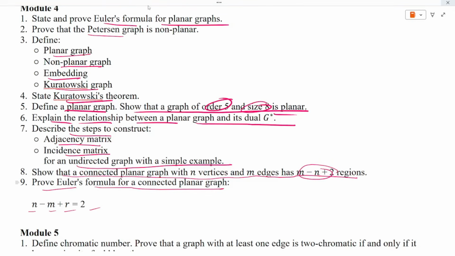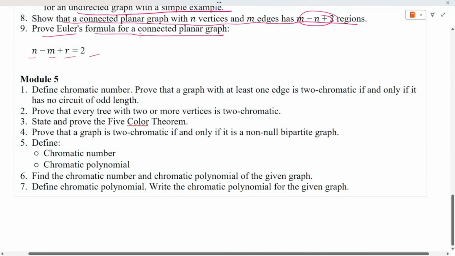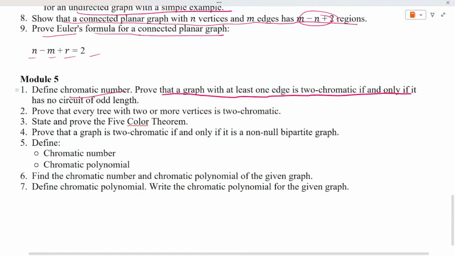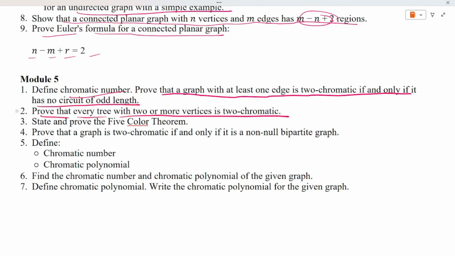Okay. Next is about module 5, the last module. Define chromatic number. Prove that a graph with at least one edge is 2-chromatic if and only if it has no circuit of odd length. Prove that every tree with 2 or more vertices is 2-chromatic. State and prove the 5 color theorem, which is very, very important.